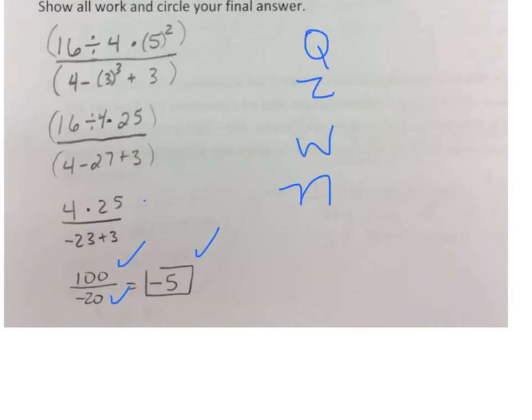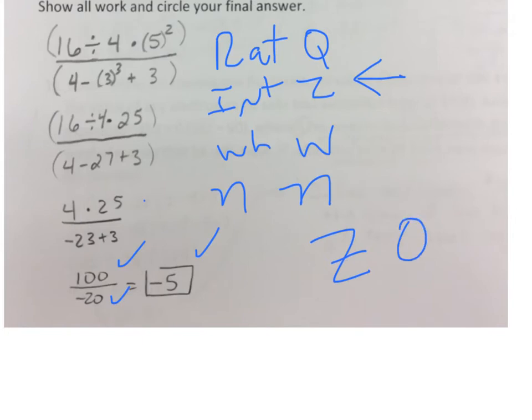Remember, Z are your integers, and Q are your rational numbers. These are rational. These are integers. These are whole numbers. And these are natural numbers. Now remember, -5, if it was +5, it'd be a natural number. But we didn't introduce negatives till here. So it is a Z and Q.